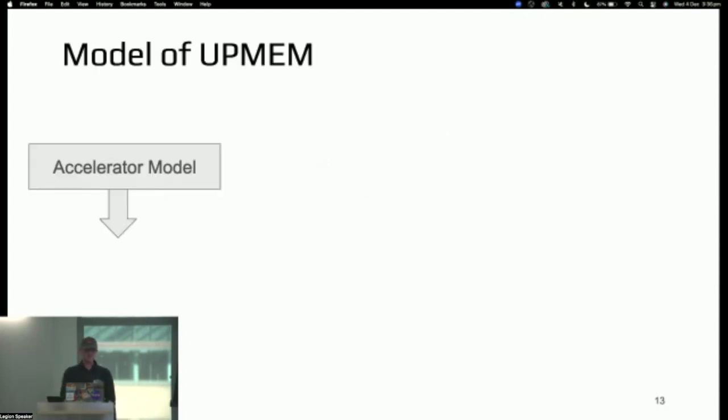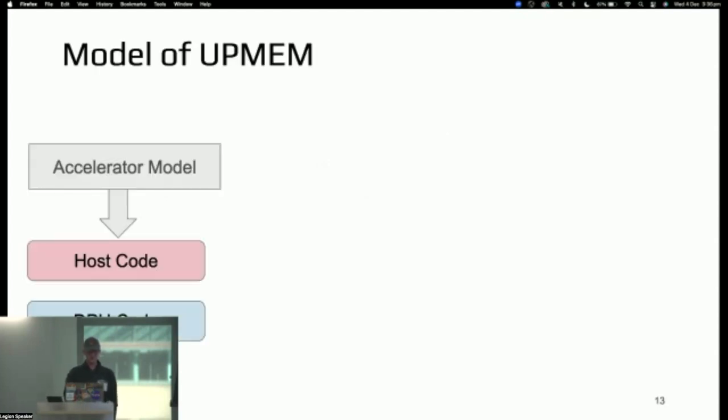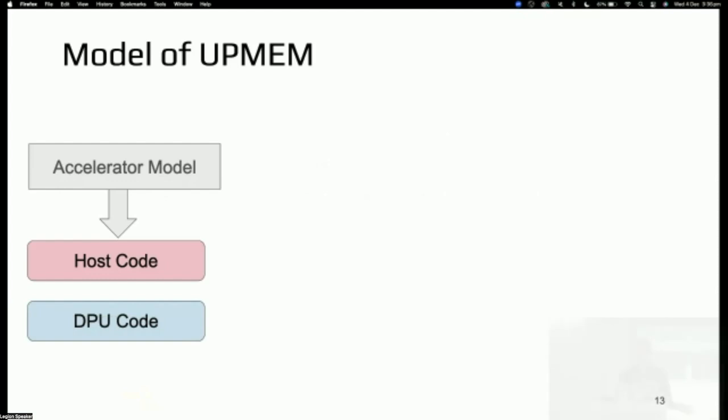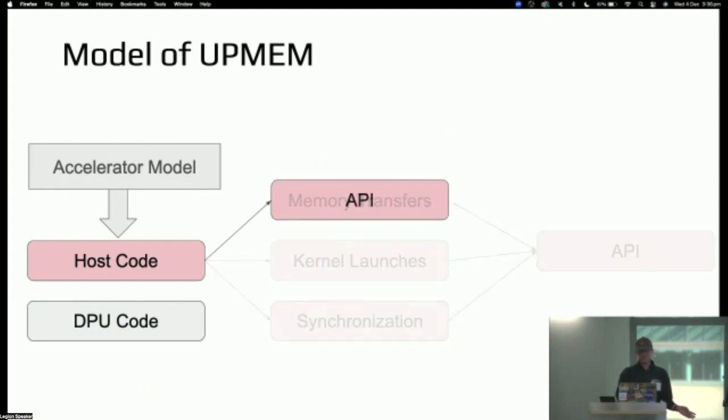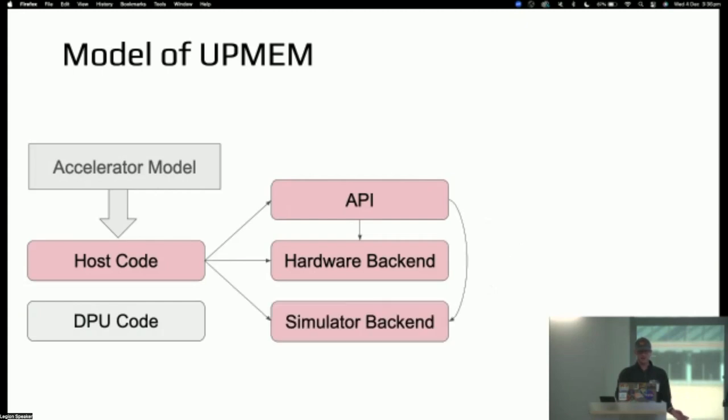So how do you program? Like I mentioned, it's similar to an accelerator model, but a little different. In this diagram, I'm basically showing the accelerator model. The host code will do memory transfers, kernel invocations, and synchronization primitives. That's all through their API. And then there's a hardware backend. If you don't have their hardware, they also provide a functional simulator.